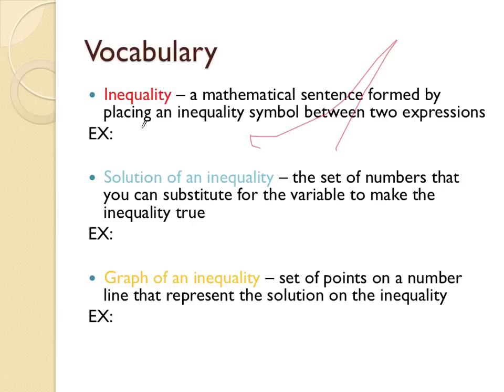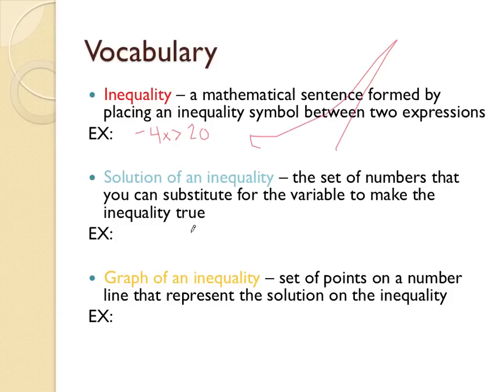So here is an example. Negative 4x is greater than 20. Here's an example of an inequality. Instead of an equal sign, you'll notice that there is an inequality sign. It could be greater than, less than, greater than or equal to, less than or equal to.